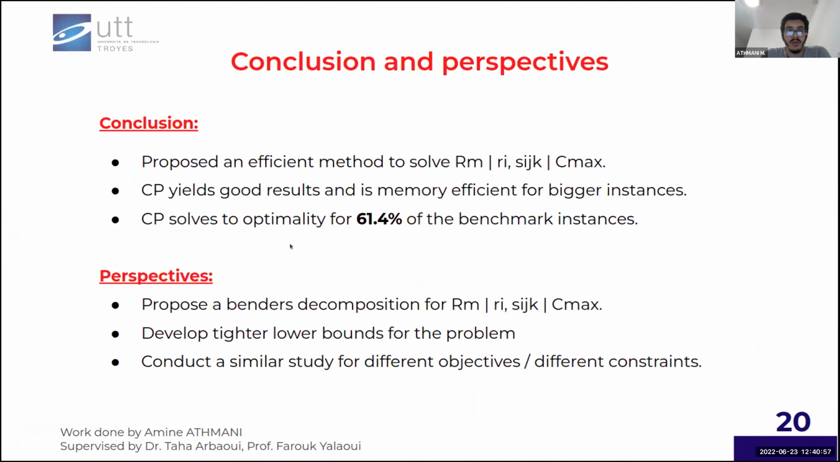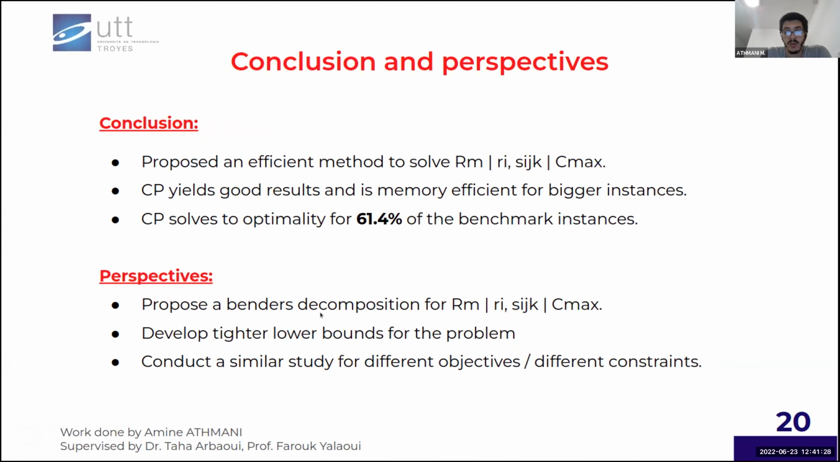As a conclusion, we propose an efficient method to solve our problem, even for bigger instances. This model solves over 61% of the benchmark, which will be a ground truth for future works in order to compare methods, since we have the optimal values for each of these instances. All of these results are available on our website, scheduling.cc, with the generated benchmark also.